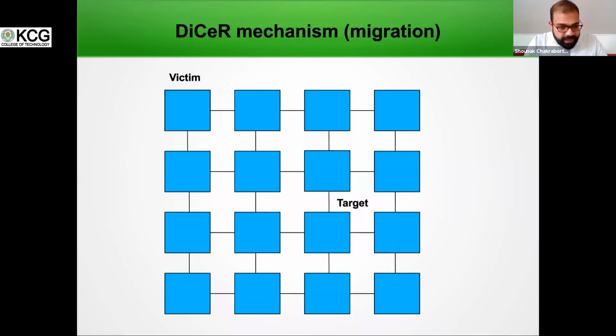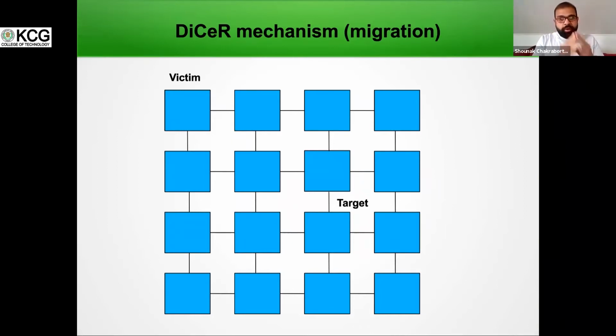Before looking into DICER, we'll see some migration mechanisms, which is what I have implemented in GEMS. Suppose we have two banks, just two random banks: one is the victim, another is the target. The top left is the victim bank. We assume the very least used bank is the victim, and it will be turned off shortly. Before turning it off, it has some data that needs to be evicted.